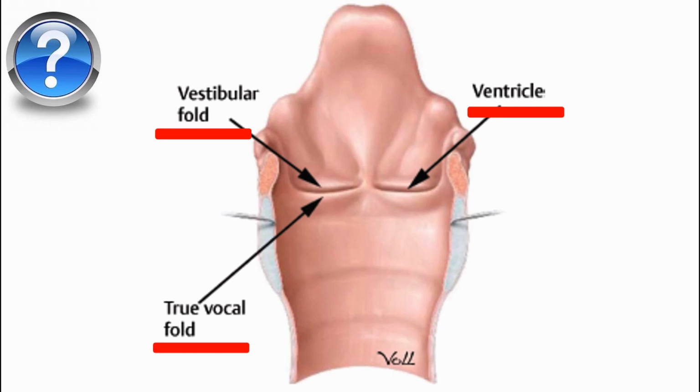This is a deep recess that has lots of mucus glands that secrete mucus, which wets the vocal cords, because air is going in and out on the vocal cords, and they get dry very easily. So they are lubricated by secretions of mucus glands in the ventricle.